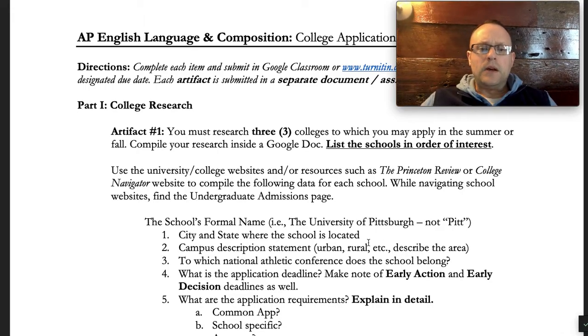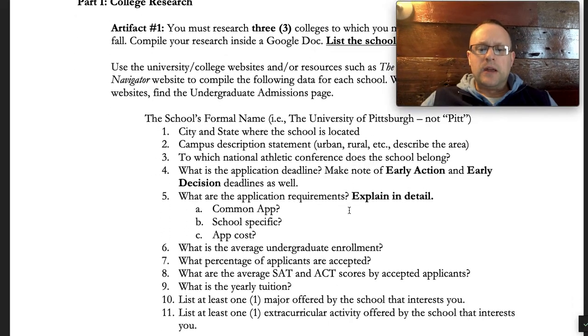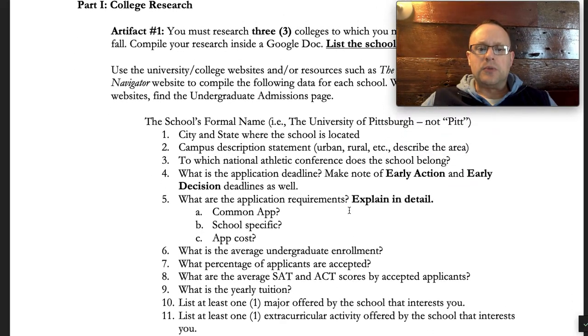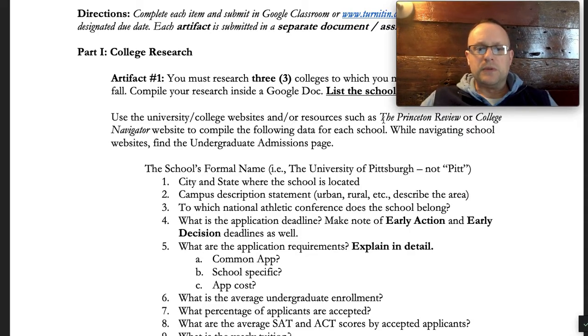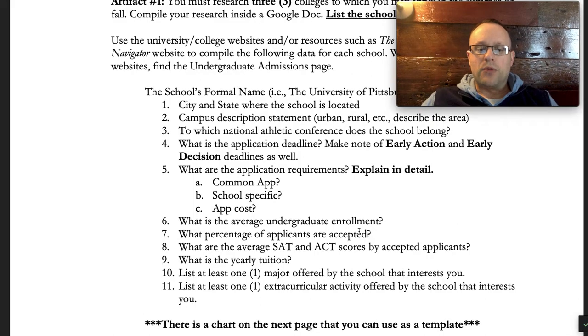So you're going to compile your research, and these are all the things that you're going to be taking a look at. So using university and college websites or resources that are available, whether it be Princeton Review or College Navigator or even some things with the Common App, I want you to find all of this information, 1 through 11, about your school, so you get a better sense of what it is that you need to do.